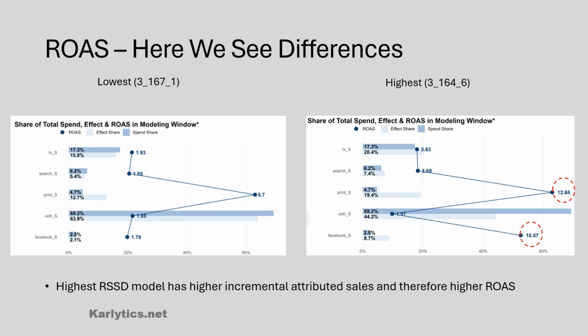The second is regularization to handle multicollinearity. Different approaches to regularization, e.g., ridge regression and lasso, can lead to different attributions of spend effectiveness, impacting ROES.